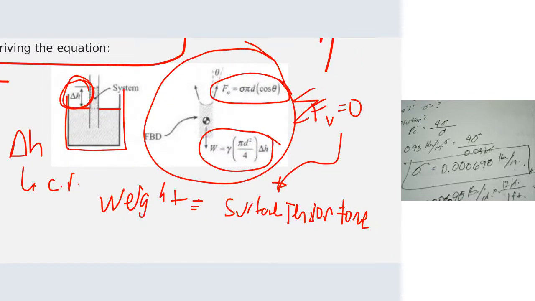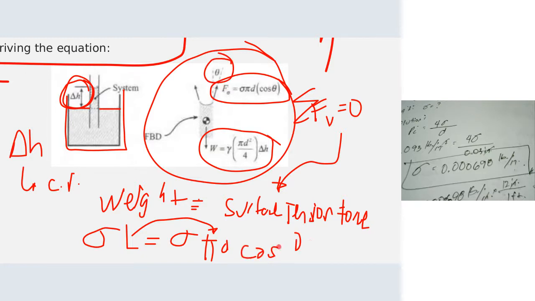Now, di ba yung surface tension force equal siya sa surface tension times L? Now, yung L, nirepresent siya natin as pi d, right? So, this is pi d. And then we retain the gamma. Now, if merong theta dito, so we will have cos theta. Okay? So, that's the equation for the surface tension force.